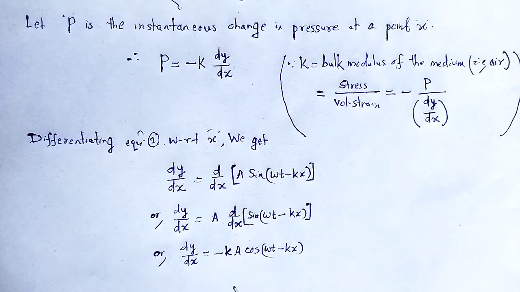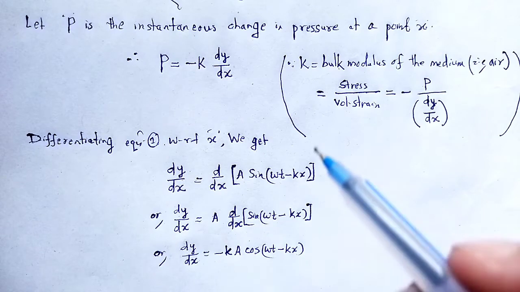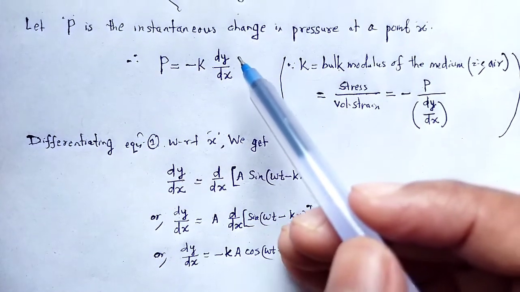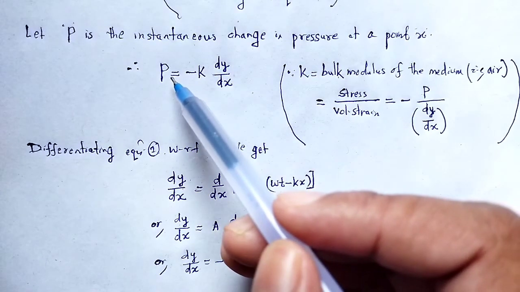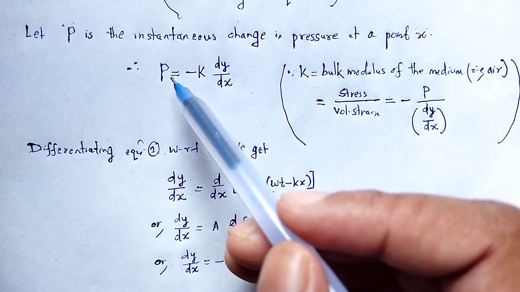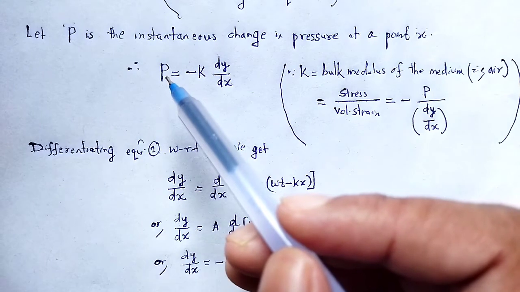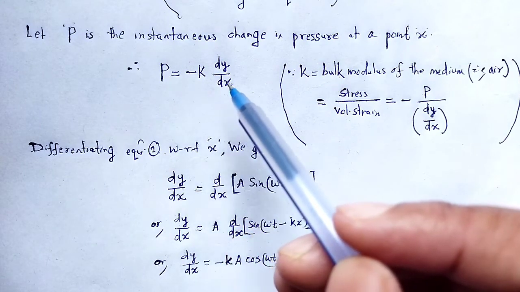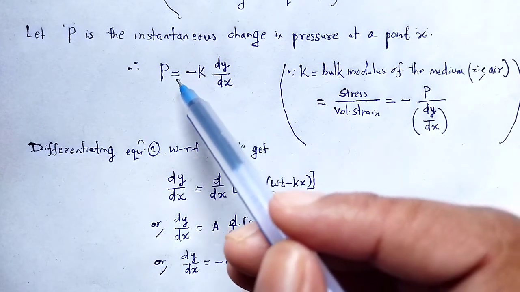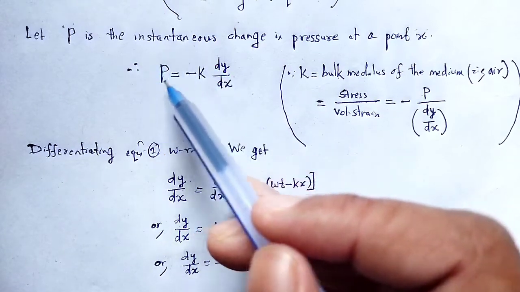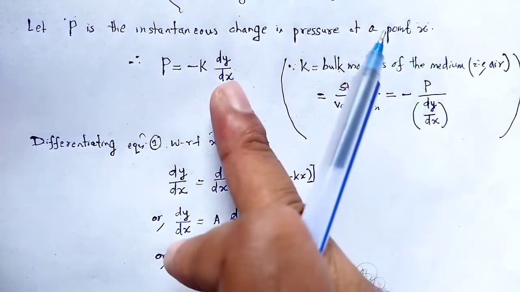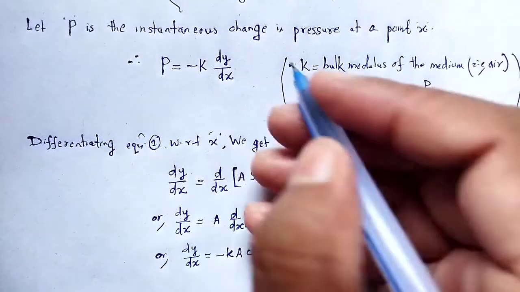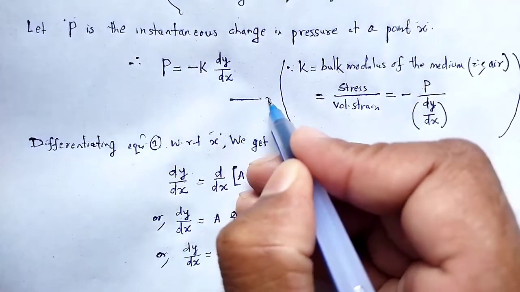Now we can put the value of dy by dx as p is equal to minus k dy by dx. So in place of dy by dx we can substitute these values. Let that be equation number 2.